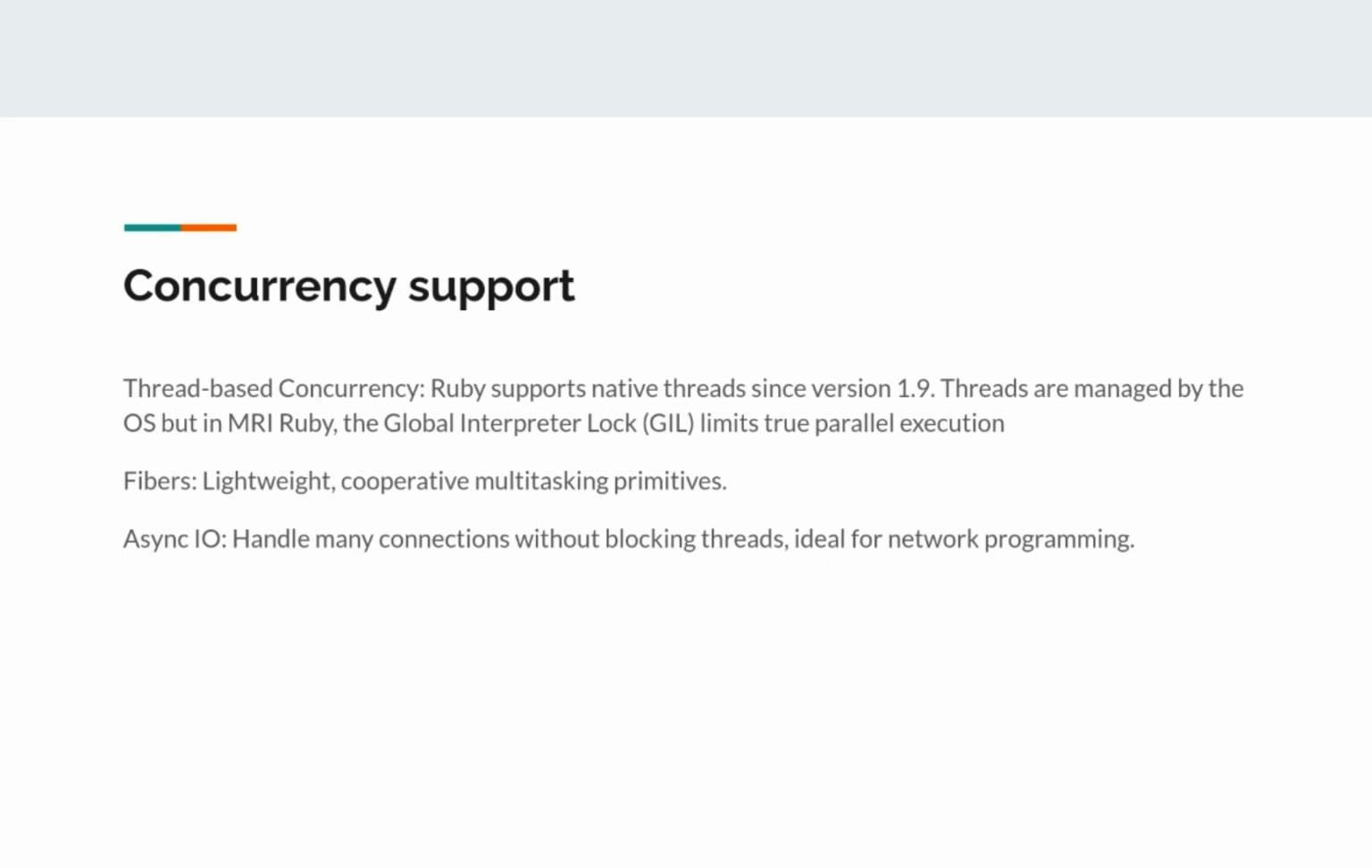As for concurrency support, firstly we have normal thread-based concurrency, which is basically thread concurrency by the operating system. Ruby started supporting those native threads since version 1.9, which are supported by the OS, as I said. And secondly, we have fibers, which are basically user-level threads, and there is also async IO, which is basically for network programming.